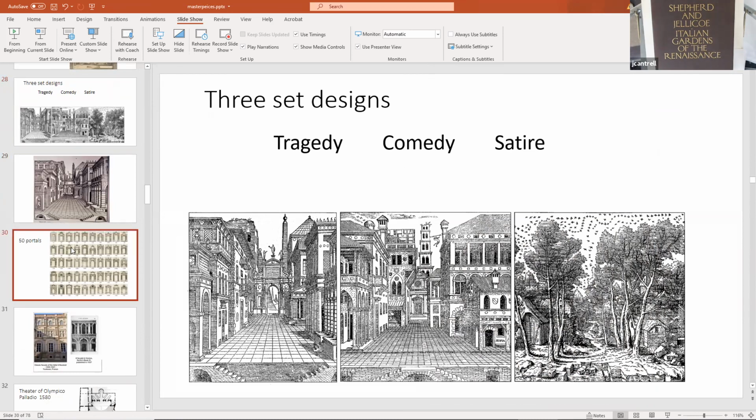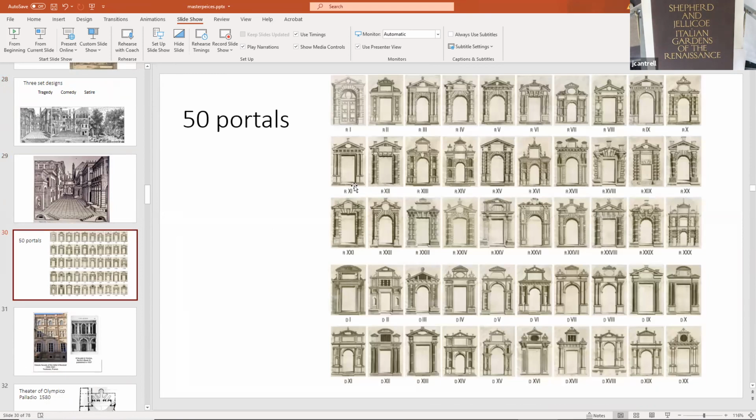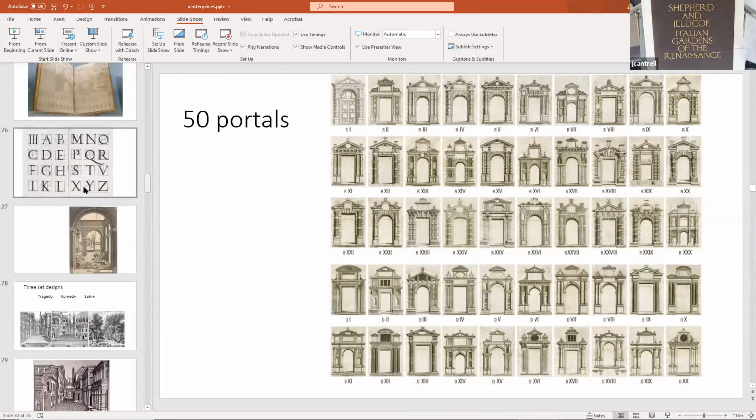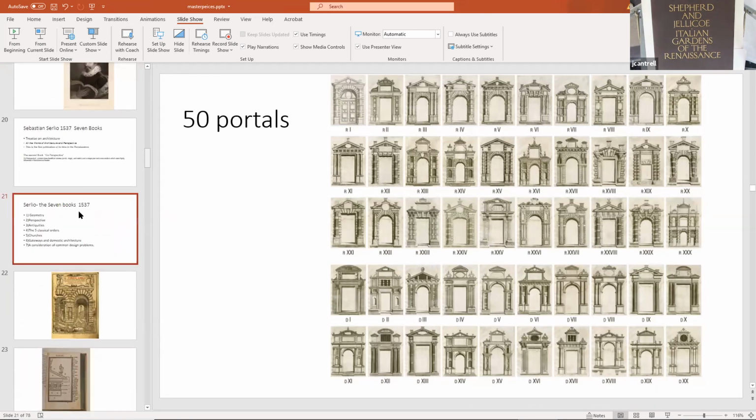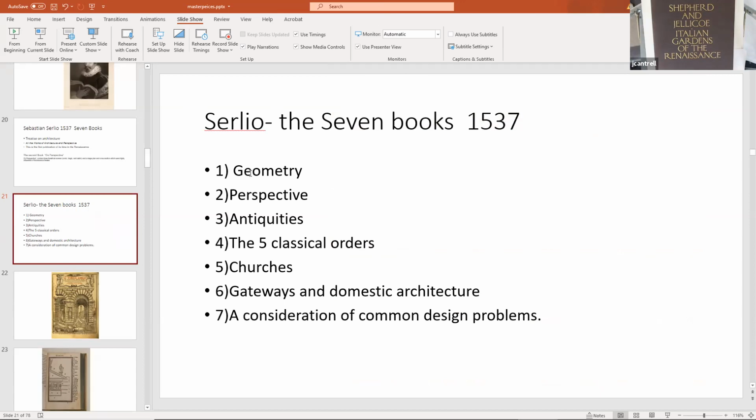But again, in his book, he has hundreds of images of just the variation on one door. This is 50 different versions of how to articulate an entryway. So in his 7 books, like Vitruvius has 10 books, there are different chapters and drawings. And these are still in publication, primarily through Dover Publications, and I can send you a bibliography. You can get your own copy.